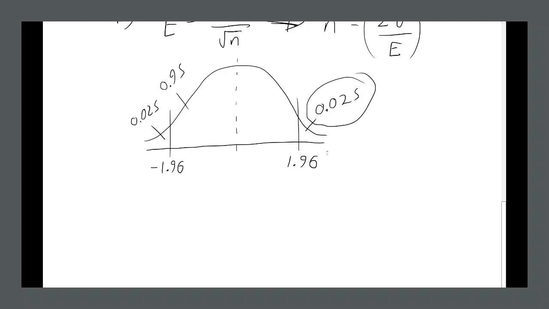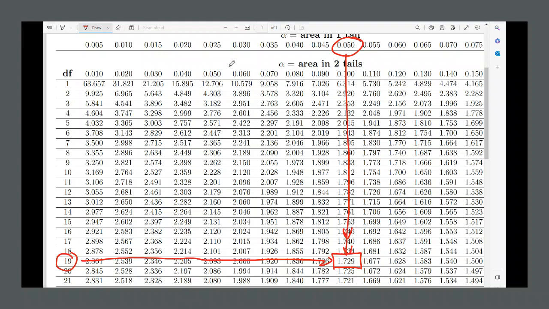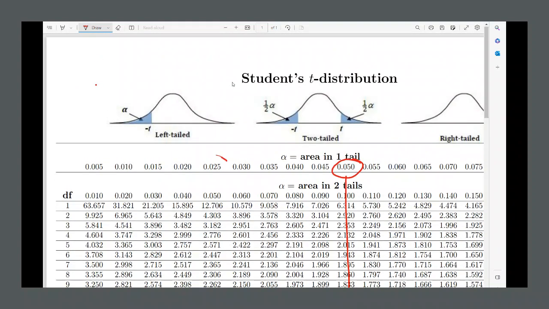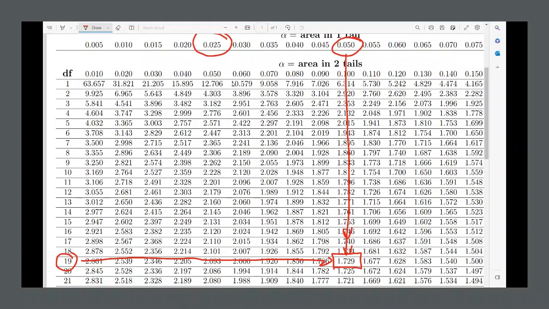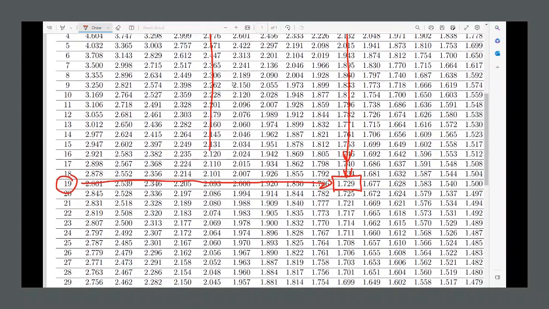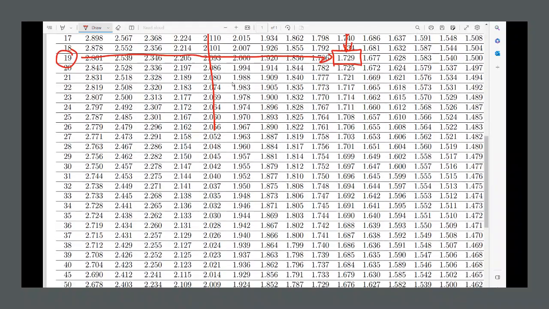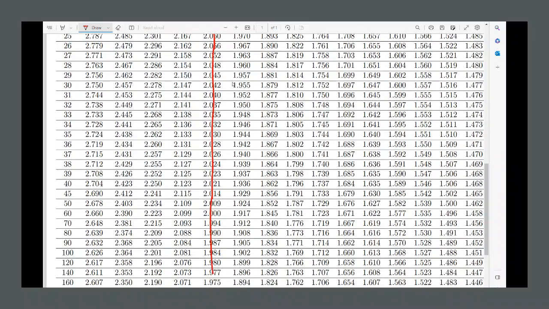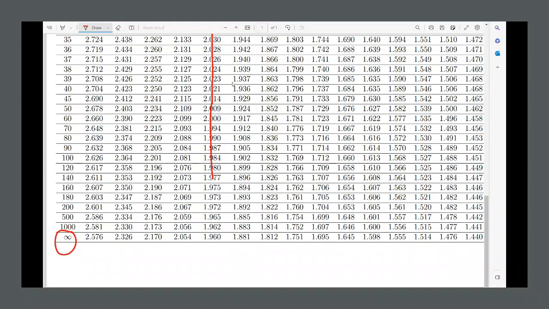Another way you can find the critical Z value is actually using the T table, but infinitely many degrees of freedom. So on the T table, there's our tail size of 0.025. And if we match that up with infinitely many degrees of freedom, there's infinity right here, what we get is 1.96. And as always, the T table gives us the positive value.